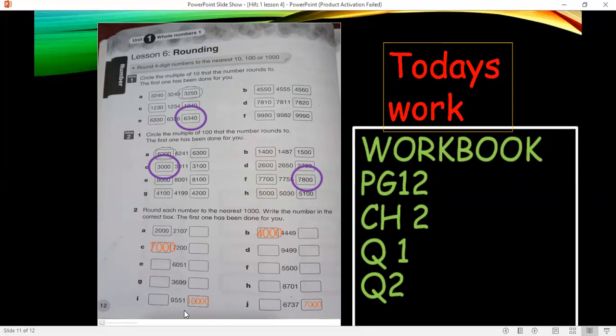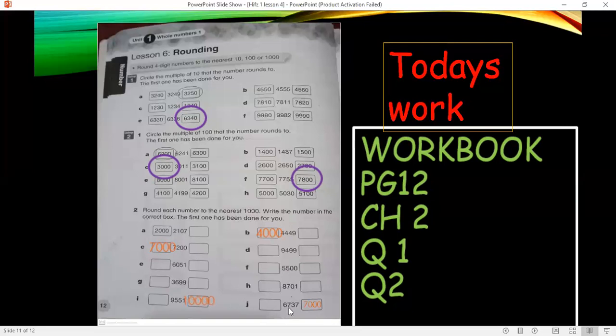So if we have to round off 9,551 on the thousands place, underline this 9, circle this 5. This 5 is equal to 5, so this will give 1 to this 9. So this 9 will turn into 10 and all the remaining digits will turn into 0. So the new number will be 10,000.